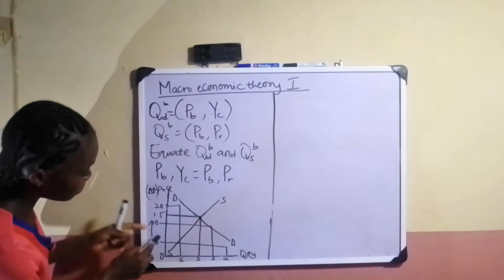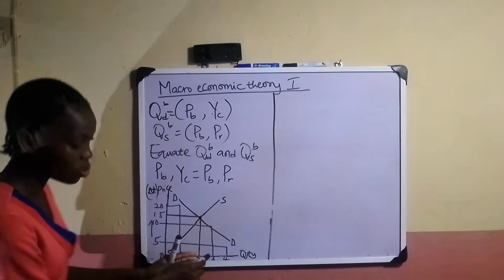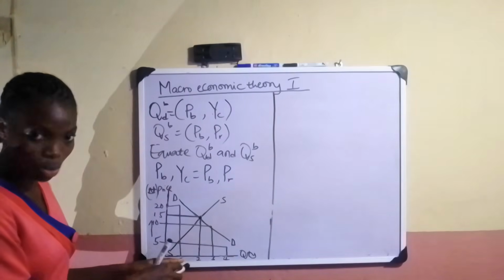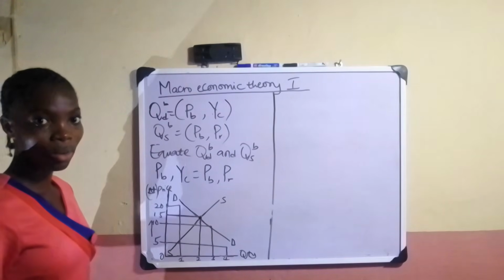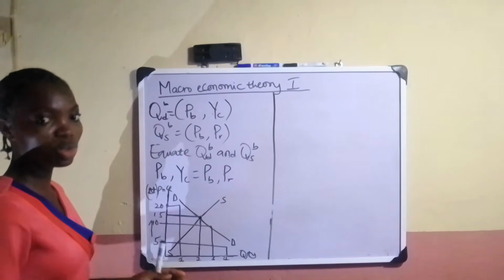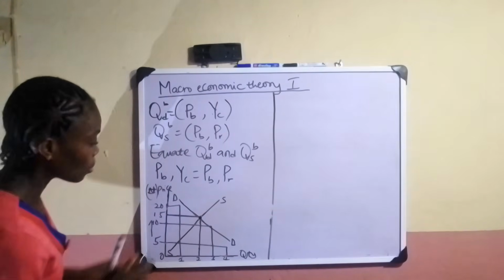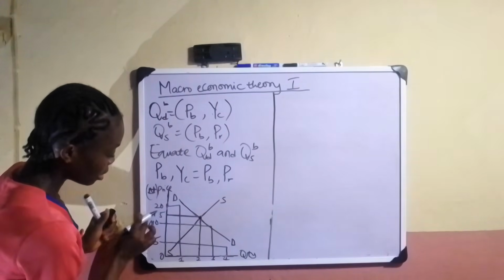Now, when the price increased again to 15 naira, the quantity demanded decreased to 2. People no longer buy more compared to what they bought before due to an increase in price. So now, what happens at 15 naira?